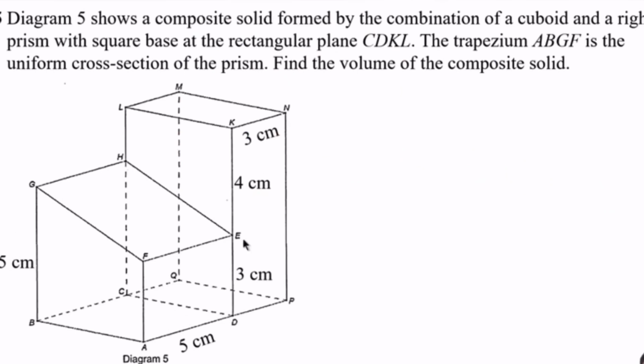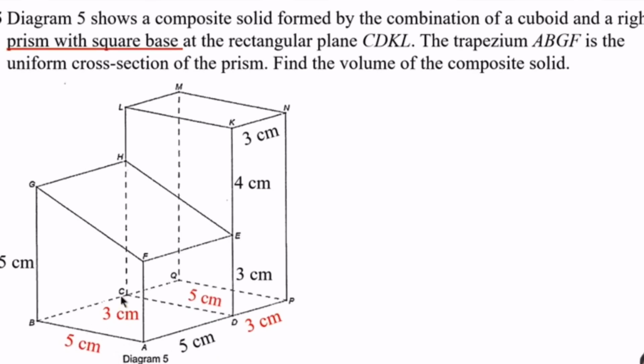For this question, it's actually your Form 3 basic. Let's see the question. Diagram 5 shows a composite solid formed by the combination of a cuboid and a right prism with square base at the rectangular plane CDKL. The trapezium ABGF is the uniform cross section of the prism. So please highlight the prism with square base. So okay, the square base.